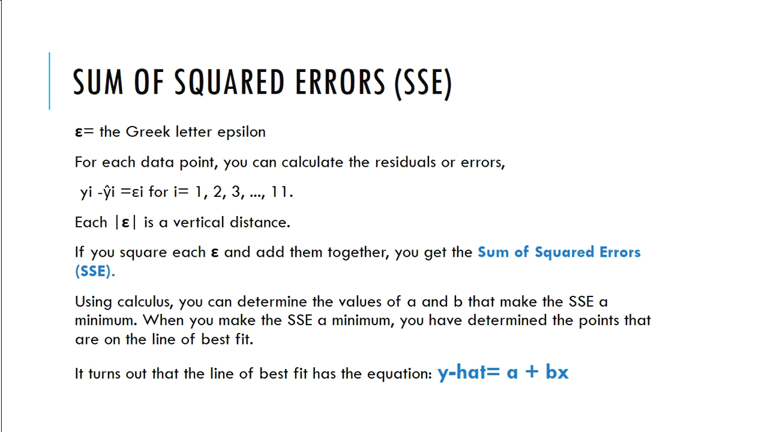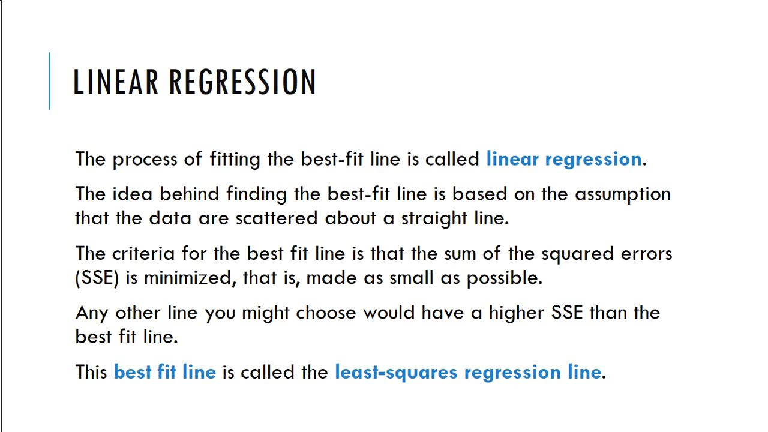It turns out the line of best fit has an equation: y hat equals a plus bx. The process of fitting the line of best fit is called linear regression. The idea behind finding the best fit line is based on the assumption that the data are scattered around a straight line.